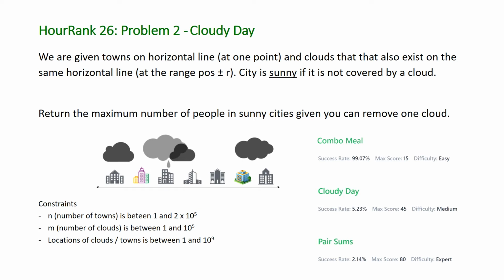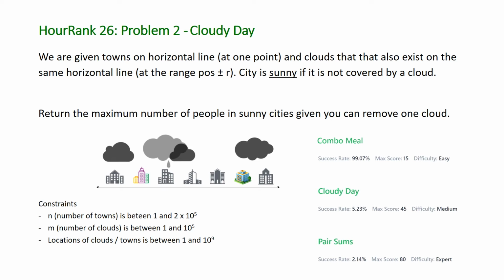So the constraints are n, the number of towns, is between 1 and 2 times 10 to the power of 5, which is 200,000. M, the number of clouds, is between 1 and 10 to the power of 5. And the locations of clouds and towns is between 1 and 10 to the 9. There's a little diagram in the middle, you can sort of see a visualization.